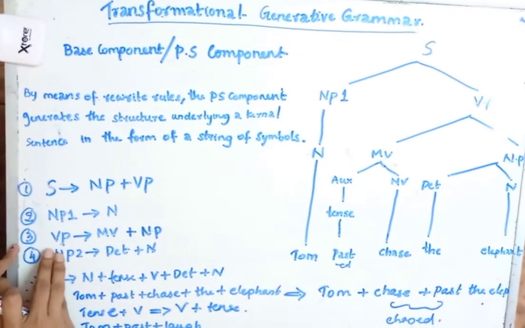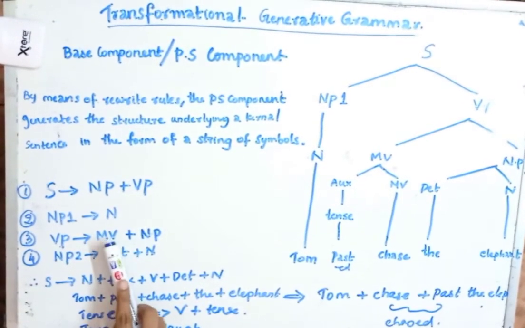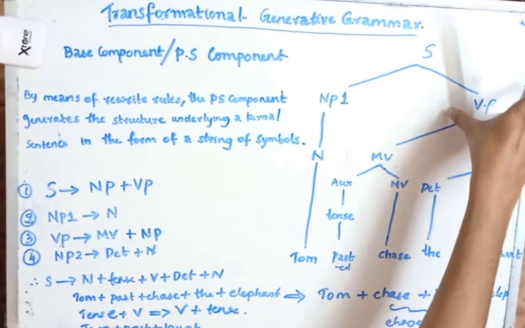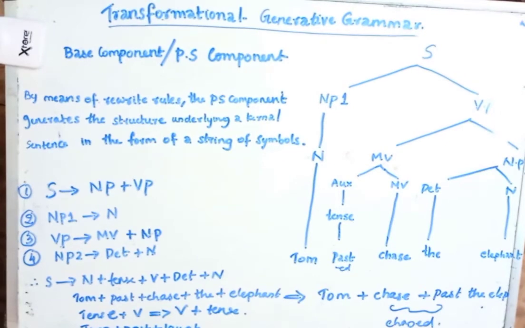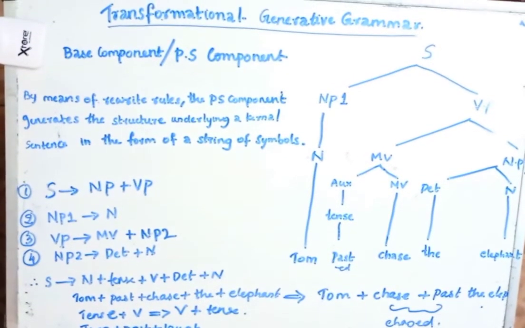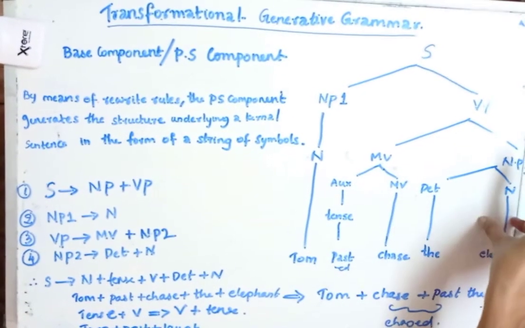Now the third rule is that the verb phrase consists of main verb and noun phrase. See, that is how the branching goes. The verb phrase consists of main verb and noun phrase 2. Main verb and noun phrase 2. Now the noun phrase 2 consists of a determiner and a noun.